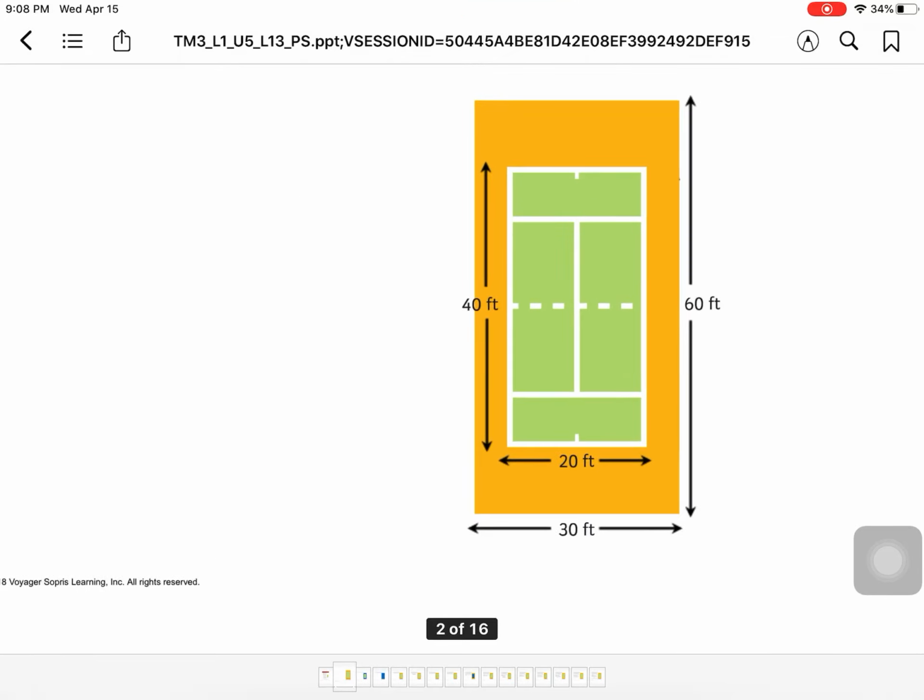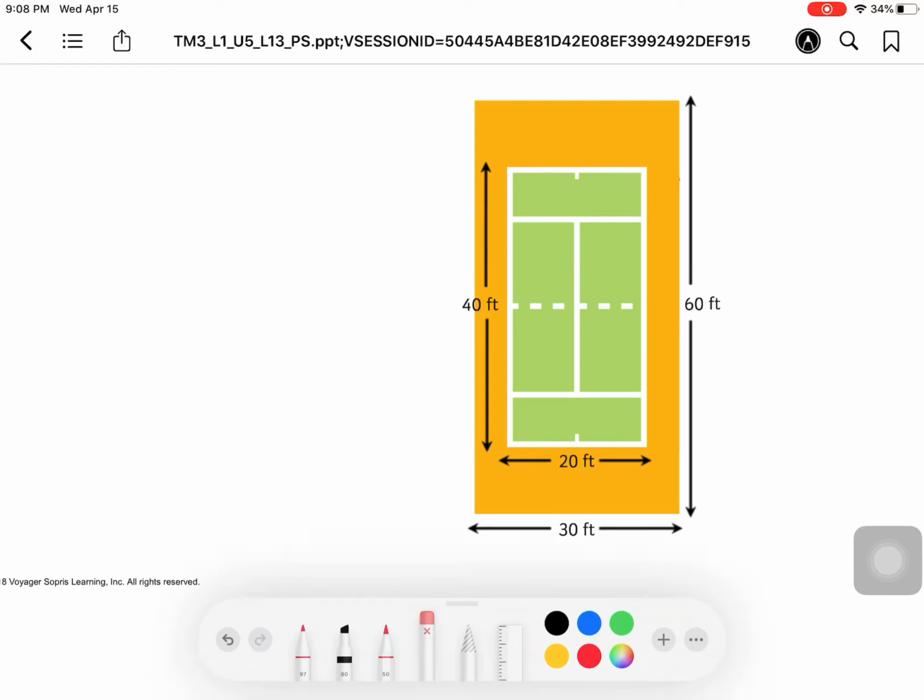So here's my entire court. Again, they're looking at painting just that orange part. So we're looking at, if I can get this tool working, just this orange part is the part that they want to paint. Okay. So I'm going around so you can see what it looks like.